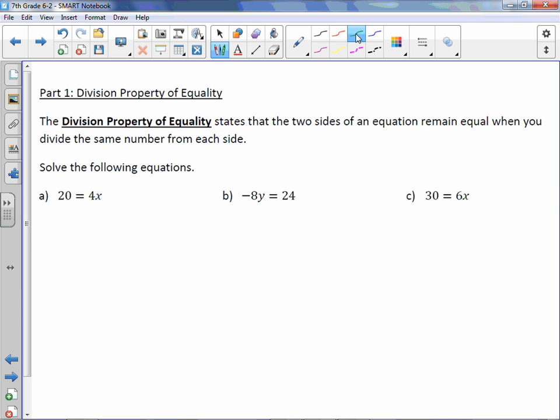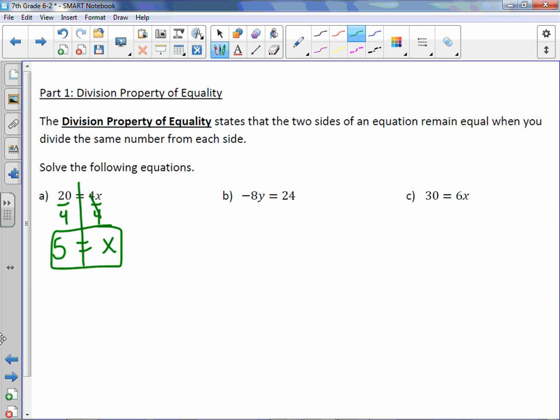20 equals 4 times x. To get rid of that multiplication by 4, we need to divide both sides by 4. And we get 5 equals positive x, or positive 5 equals x.